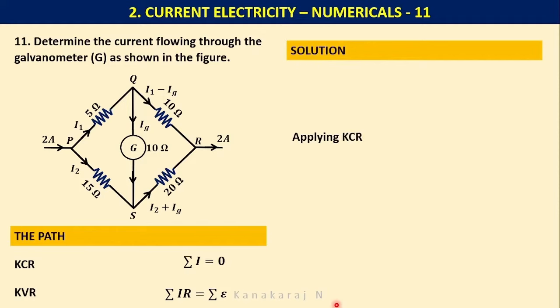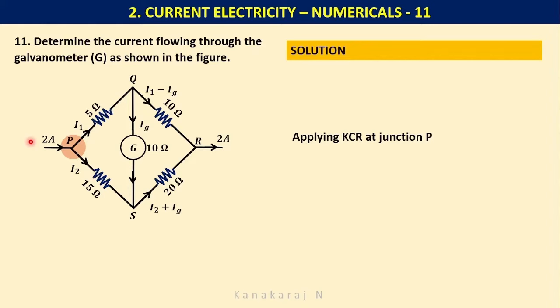Solution. Applying KCL at the junction P. Here you have the junction P where we are going to apply Kirchhoff's rule. Few parts are not labeled. We have to label them one by one. The 2 ampere has to be labeled as I. The 5 ohm has to be labeled as R1.